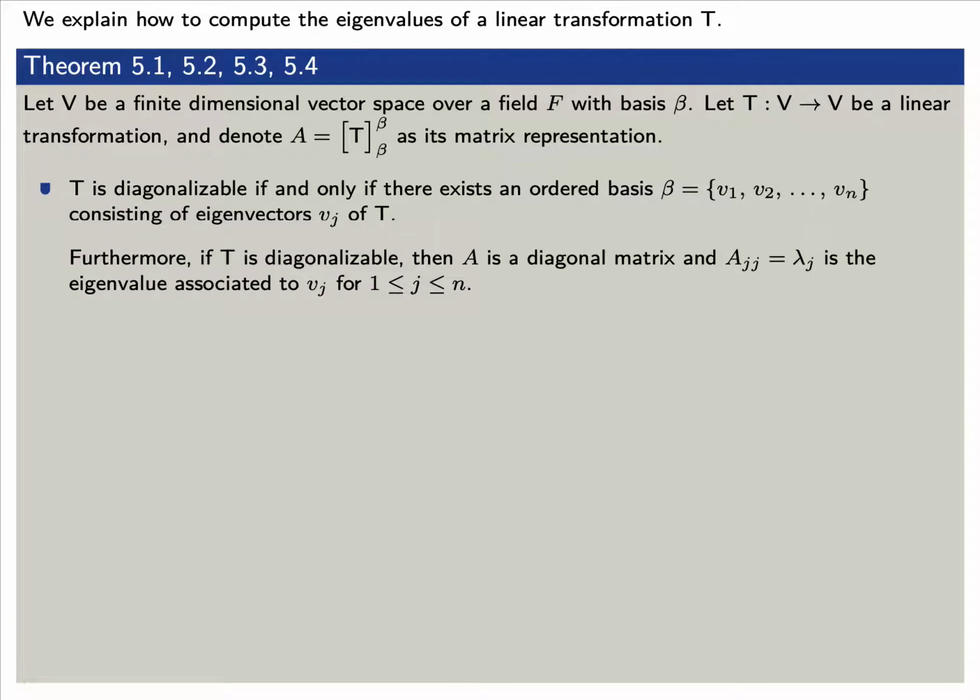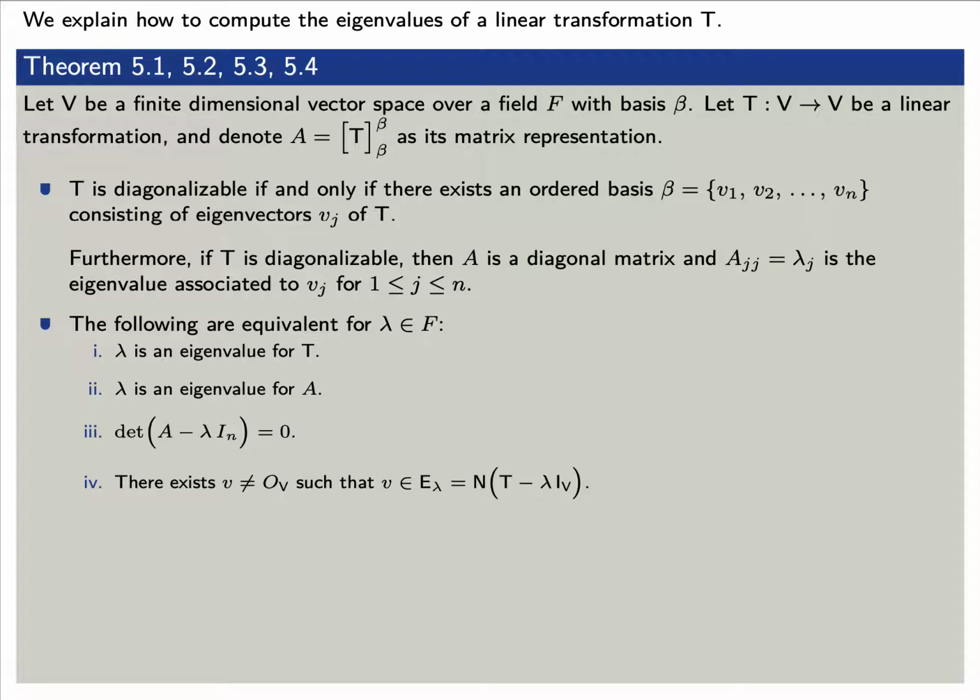Our first statement says that T is diagonalizable if and only if there exists an ordered basis beta consisting of eigenvectors v sub j of T. If this is the case, then our matrix representation A is a diagonal matrix, and the elements on the diagonal are the eigenvalues associated to these eigenvectors.